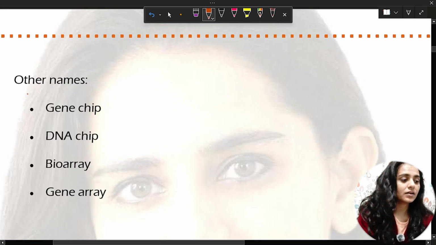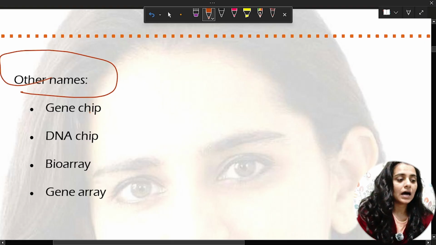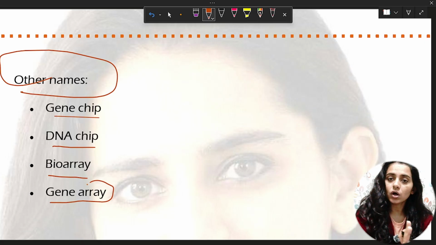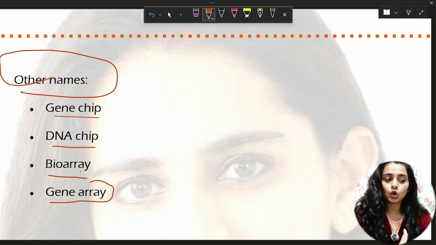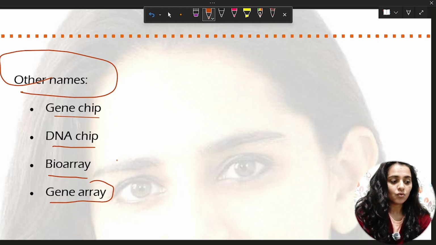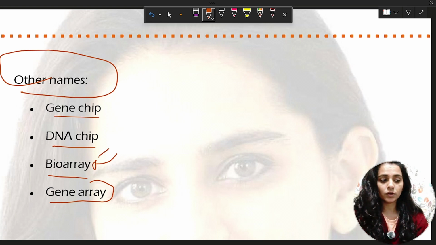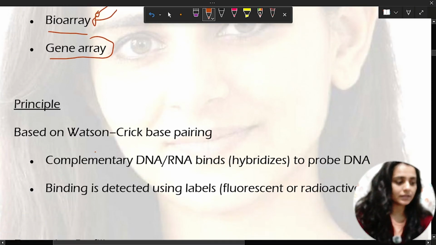So what are the other names for this technique? Other names are gene chip, DNA chip, bioarray and gene array. You have to remember all these names because in exams, if you don't know them and the question uses one of these terms instead of microarray, you should not be confused. You know this technique in detail, but if you don't know the other names, you cannot answer. So you have to know all these names.